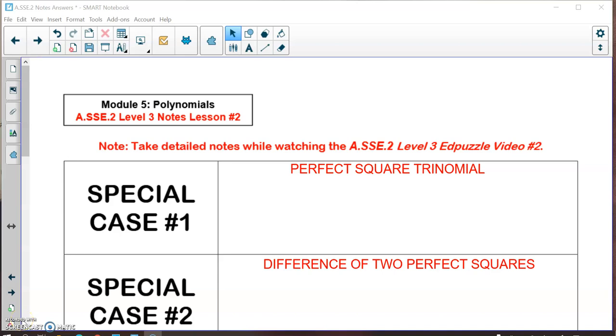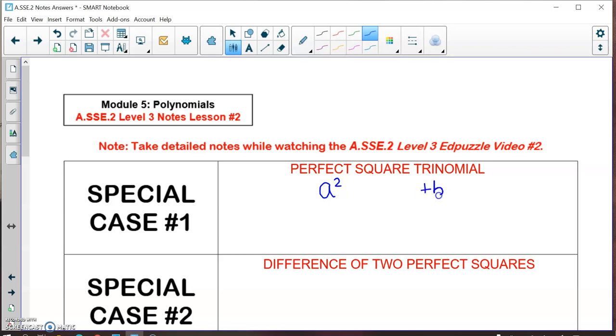So now we have some special case polynomials that make it a little easier for us to factor without doing much work at all. So the first special case is called a perfect square trinomial. Basically, in a perfect square trinomial, your first term would be a perfect square. So a squared would be a perfect square. And then your last term would also be a perfect square, so plus b squared.